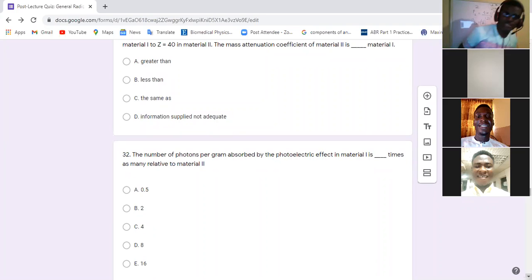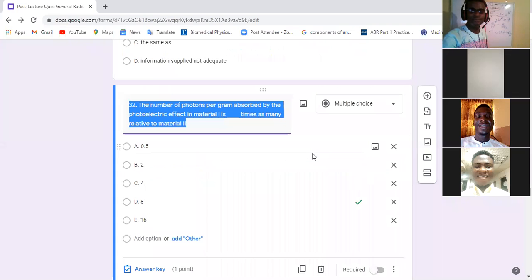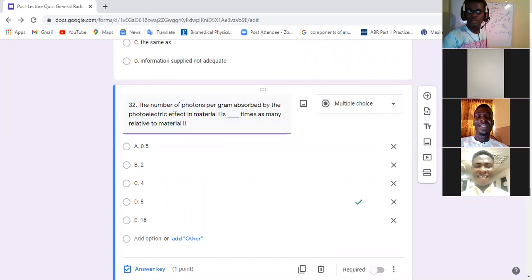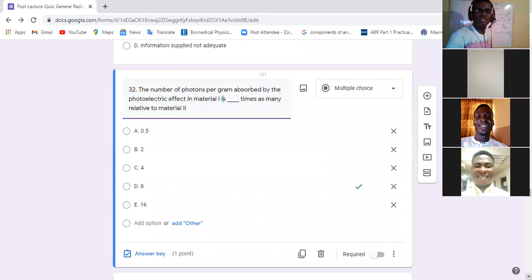But I don't think it's 8. It's supposed to be 1 over 8, because we are talking of material 1, which has a lesser Z. Material 2 has 2 times the Z that material 1 has. The attenuation should be greater, so the number of photons per gram absorbed should be greater than that in 1. Should be 8 times.